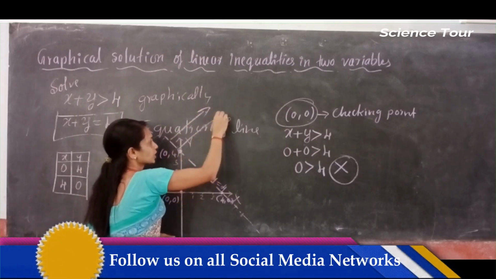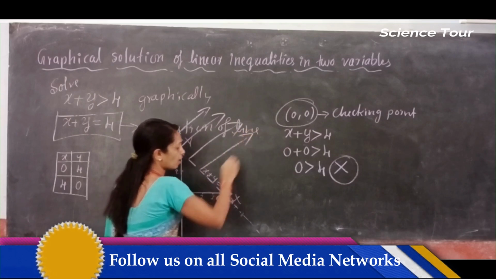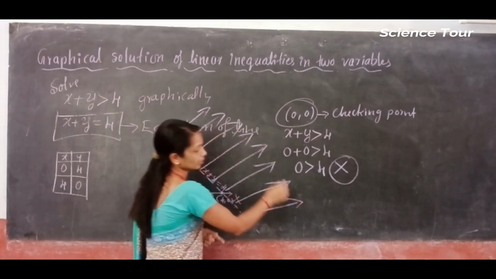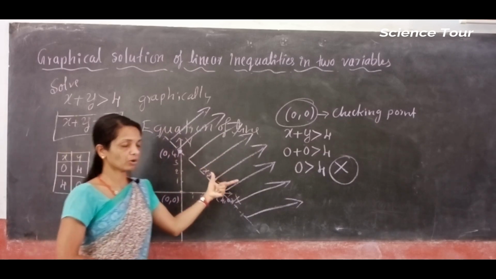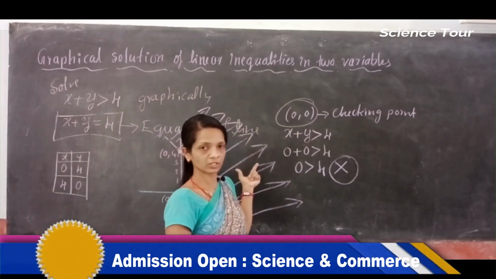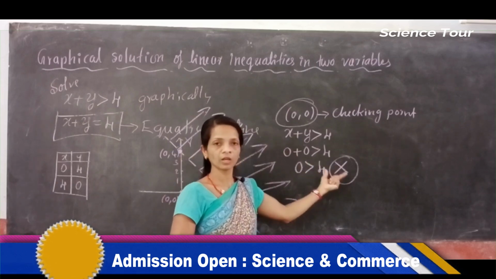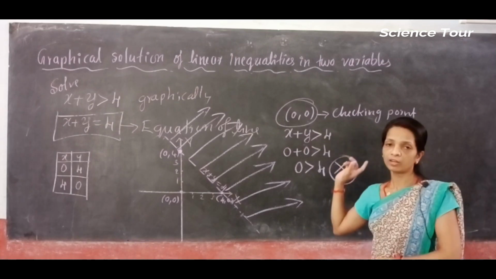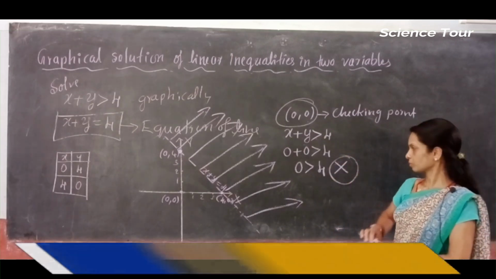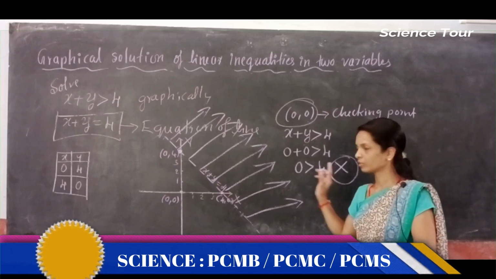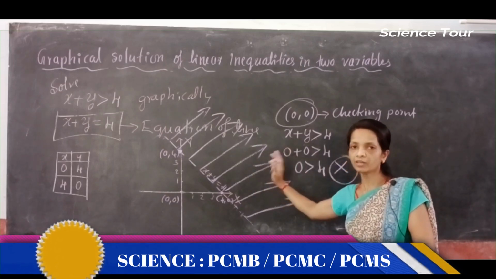So you have to shade what? You have to shade the upper half plane. Why do you have to shade the upper half plane? Because that half plane is not containing the checking point. Why do you have to shade that region? Because here we got a wrong inequality. Always, if you take one checking point and you get the wrong inequality for that checking point, then you have to shade the half plane not containing the checking point.